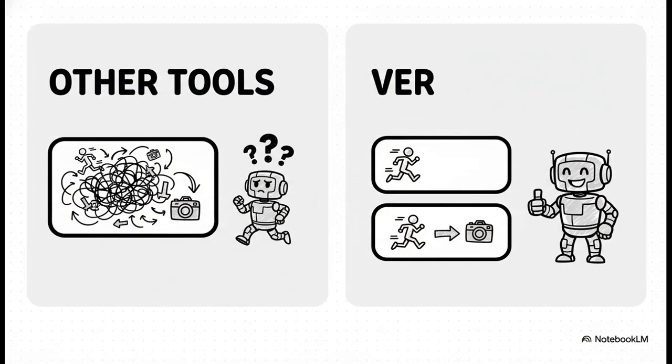But this right here is Ver's killer feature. See, most tools make you cram everything, the action, the style, the camera movement, all into one long prompt. And that usually just confuses the AI. Ver is smarter. It separates them. You get one box for what's happening in the scene and a totally separate one just for camera instructions.